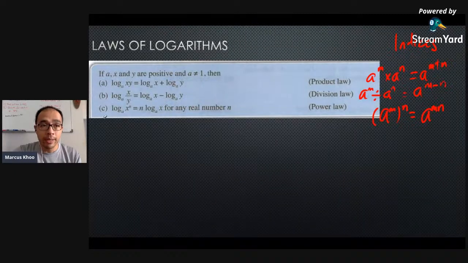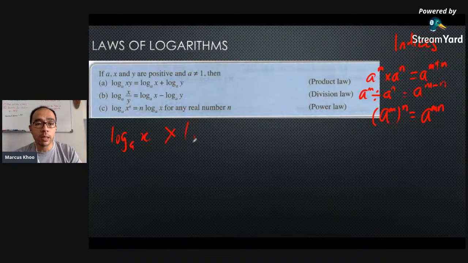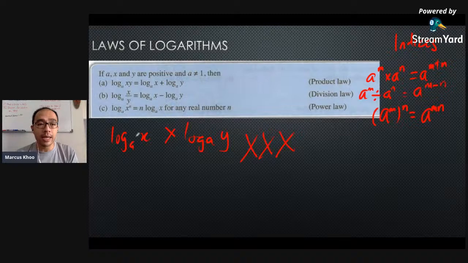Same thing with the first law. Another common mistake I always see students do is log AX times log AY. This is wrong. This is haram, cannot. This and this are not the same at all. So please don't make this mistake. It is a very common mistake, so I hope that you don't make it.